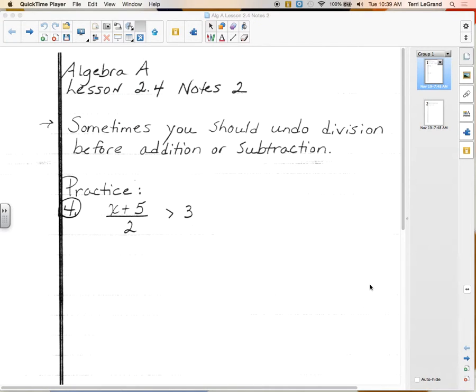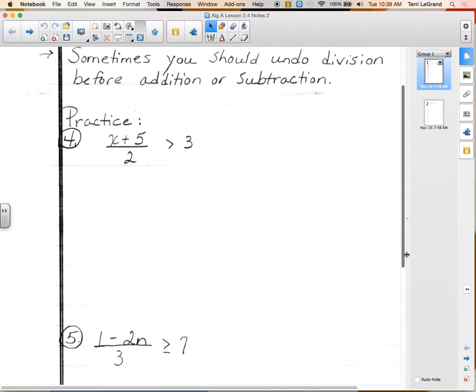To continue on in lesson 2.4, we're still solving inequalities in one variable that require more than one operation to solve them. But yesterday, the problems we had, we undid the addition or subtraction first because that worked best, and then we undid the multiplication or division. Sometimes you're going to have to look at a problem and say, you know what, I think I should undo the division first, and then I'll go about taking care of the subtraction and addition.